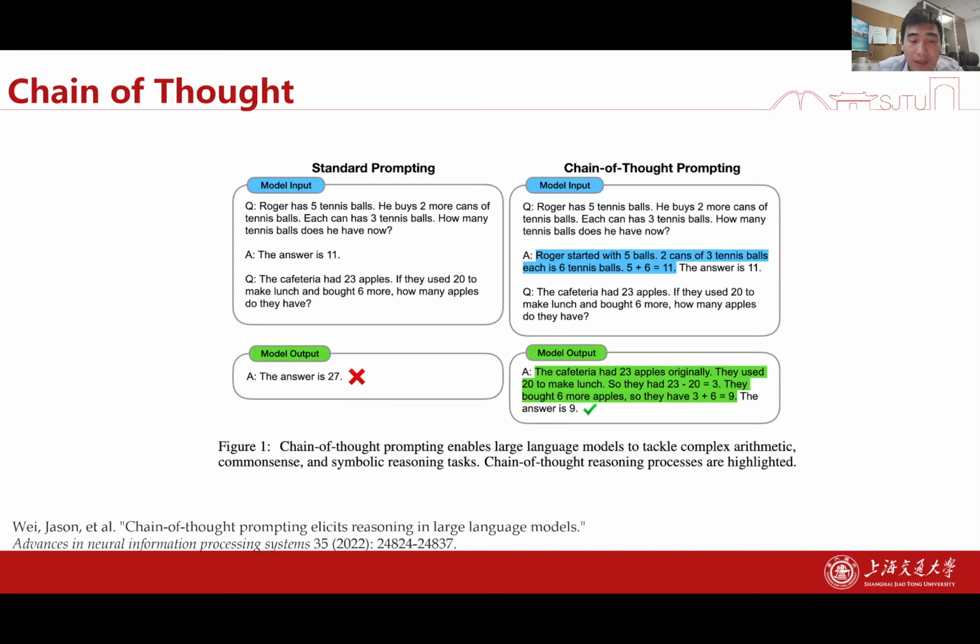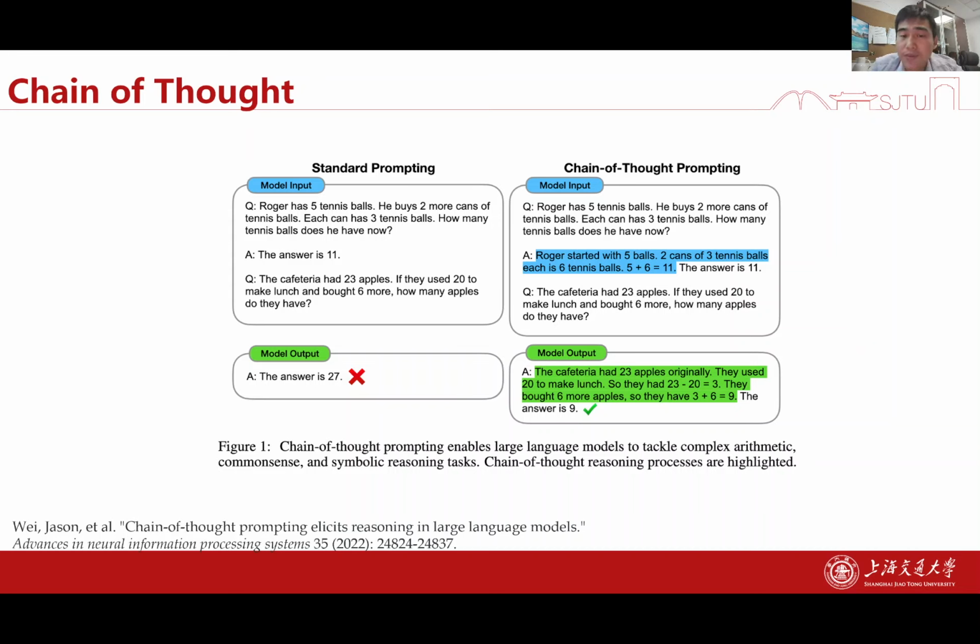Now we give the question. The cafeteria had 23 apples. If they used 20 to make lunch and bought 6 more, how many apples do they have? Now the model outputs, the answer is 27. So obviously it's wrong. But now if we change the prompt to a chain-of-thought way.